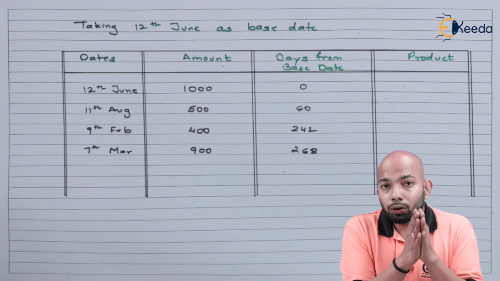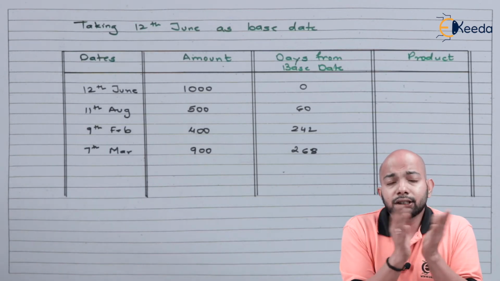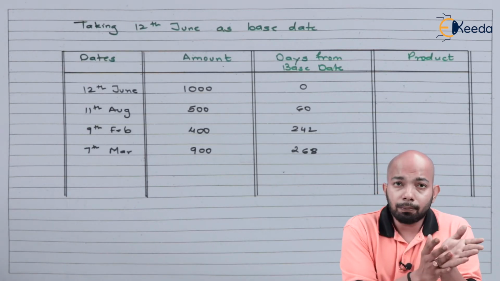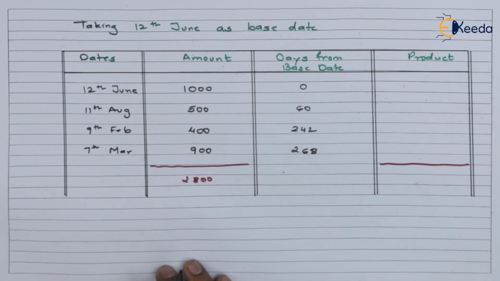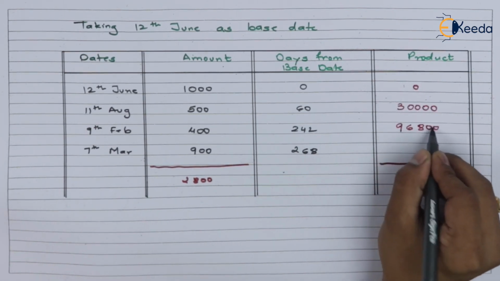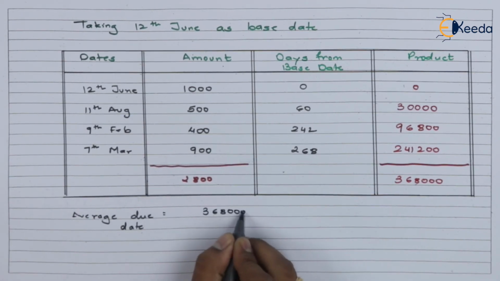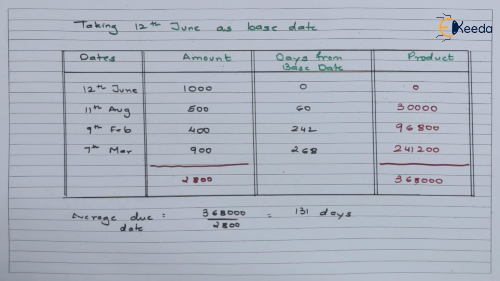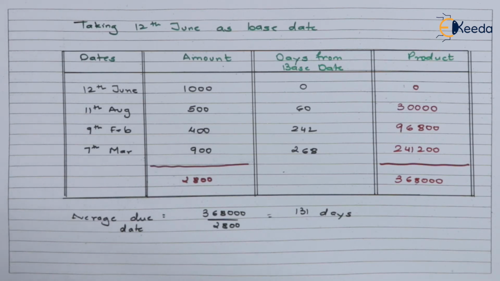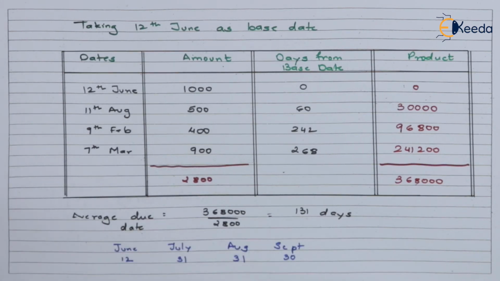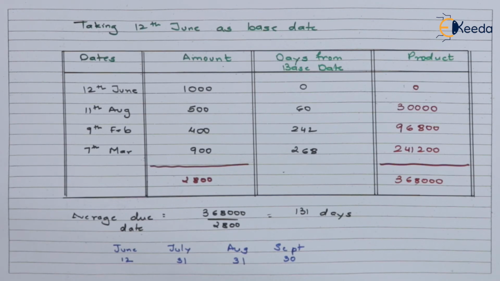Now that we have the total of all the transactions, rather all the days, let's find the product, that is multiply the number of days into the amount. So the total is 131 days after the specifications that we have taken. That means from 12th of June. So let's figure out after 12th of June how many days we have to take care of to understand what the due date is here. We have taken only until September right now, just to see whether there is any need to take any further.